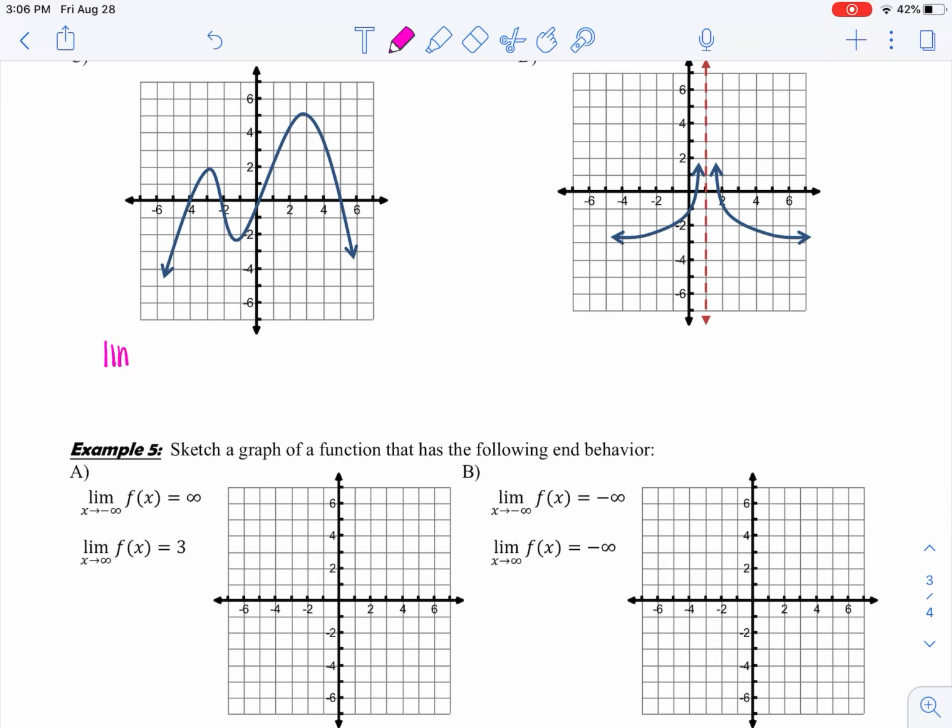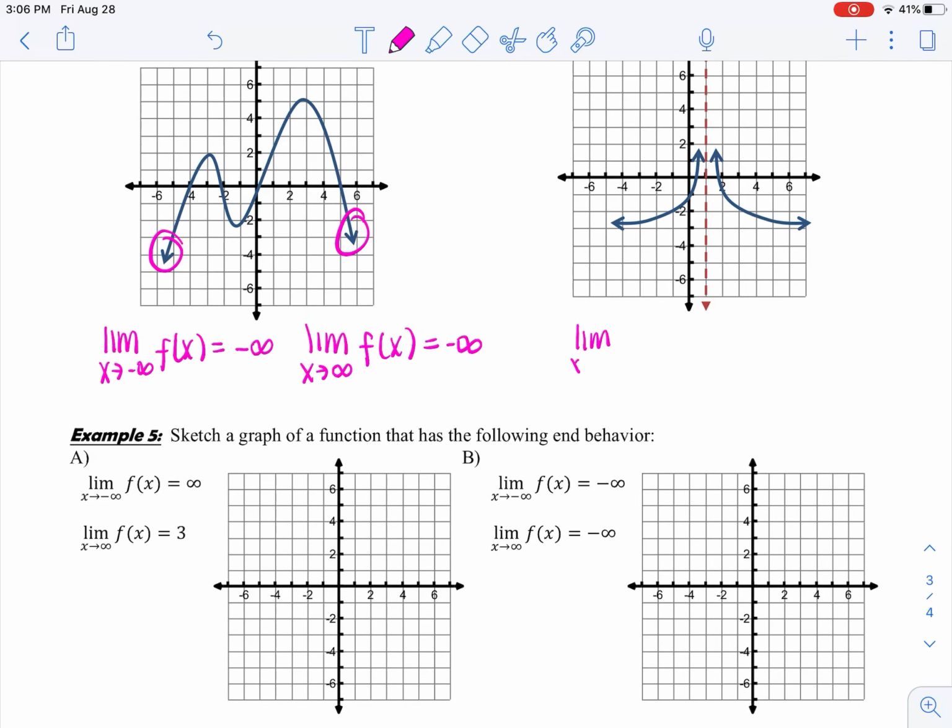All right. The limit as x approaches negative infinity of the function f of x is equal to negative infinity. The limit as x approaches positive infinity of the function f of x is equal to negative infinity.